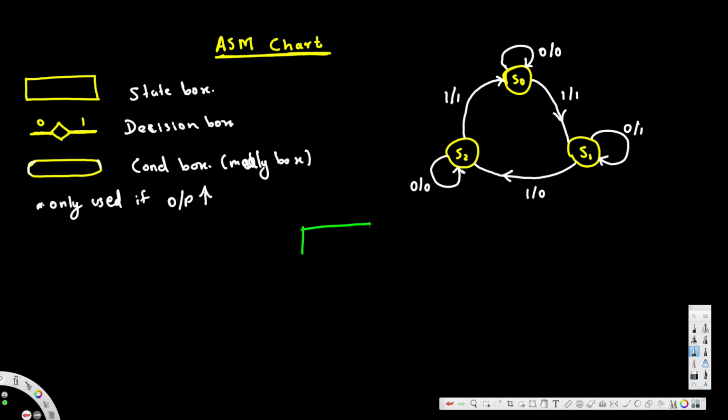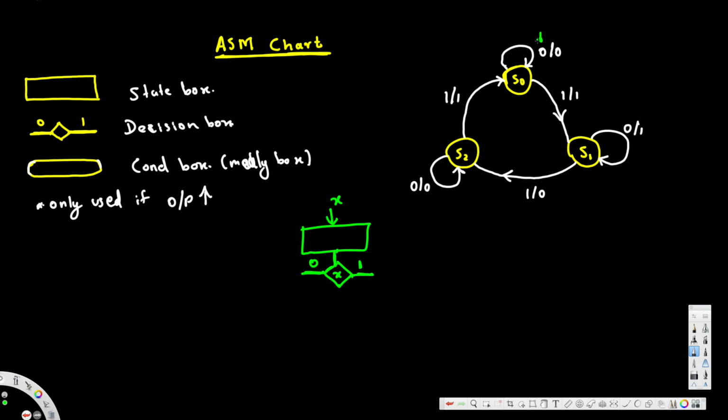First, here the input is going to be x. Okay, if it's two input we call xy, but here just one input, so input is going to be just x. And then based on whatever we have to draw this ASM chart. Now after this state box we will have the decision box. X is going to be here. We will have two decisions, whether it's 1 or 0. Now let's see how to read this one.